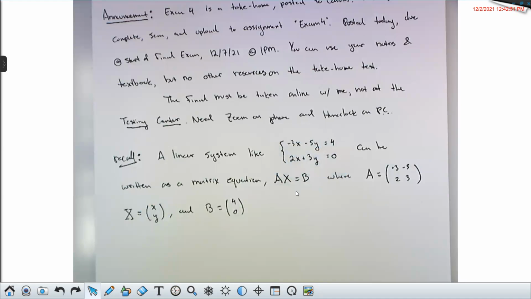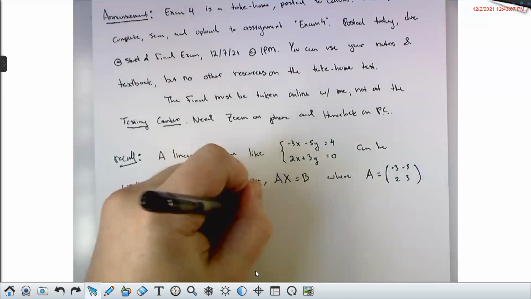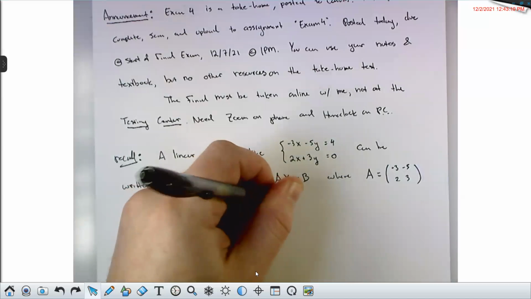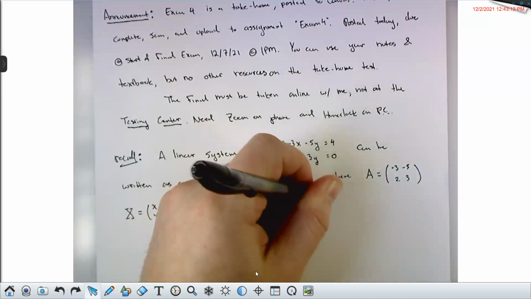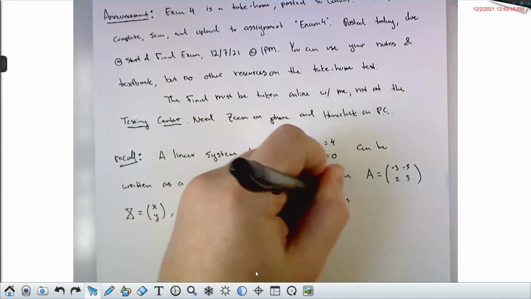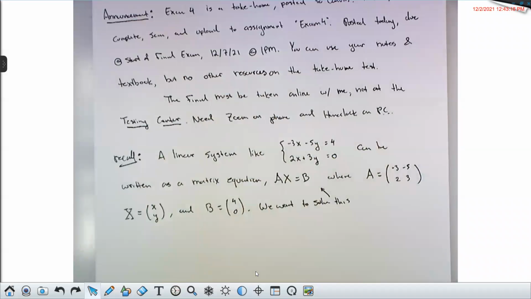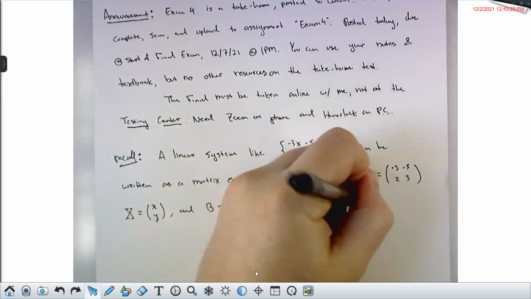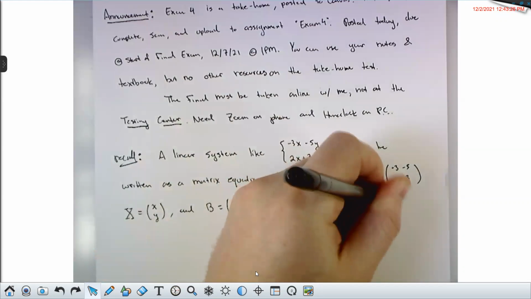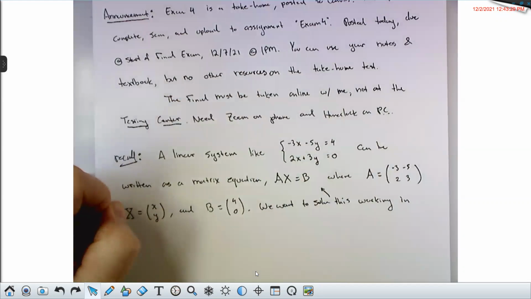And you can do this for a larger system, like a 3 by 3 or a 4 by 4 in the same fashion. You just take the coefficient matrix, the column of variables, and the column of right-hand sides. We want to solve this matrix equation. Kind of in the same way we solved the matrix equation from our last lecture, working just with that. Working in the matrix notation.